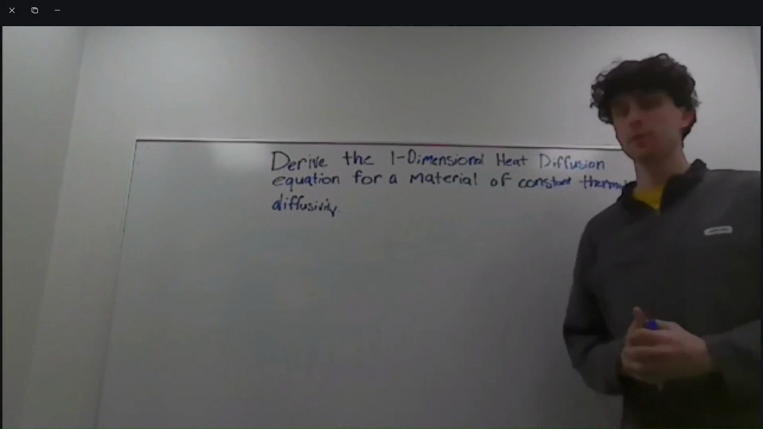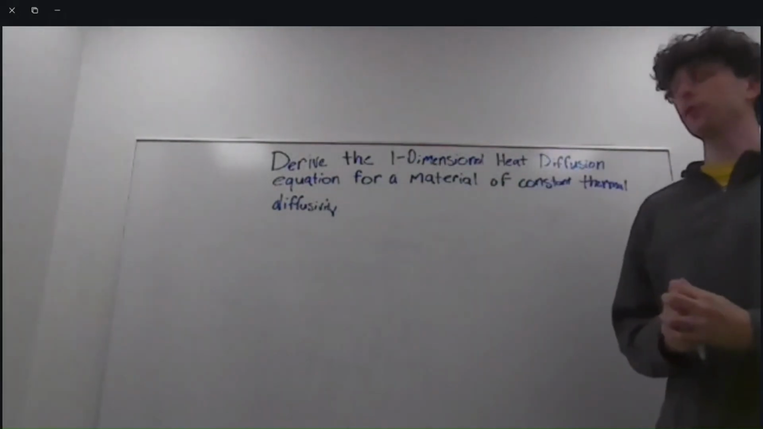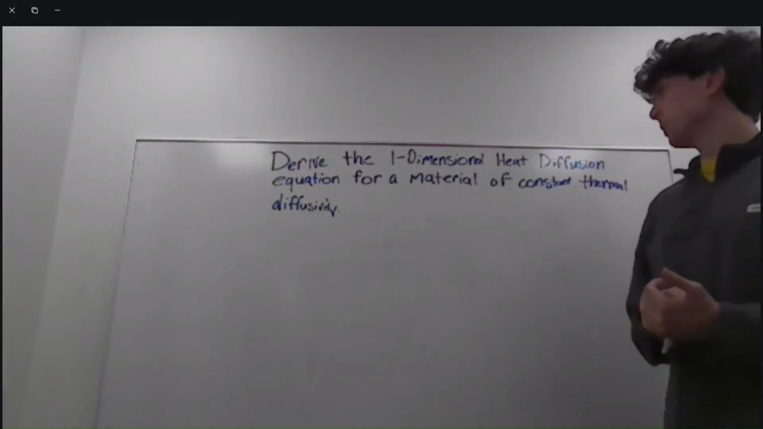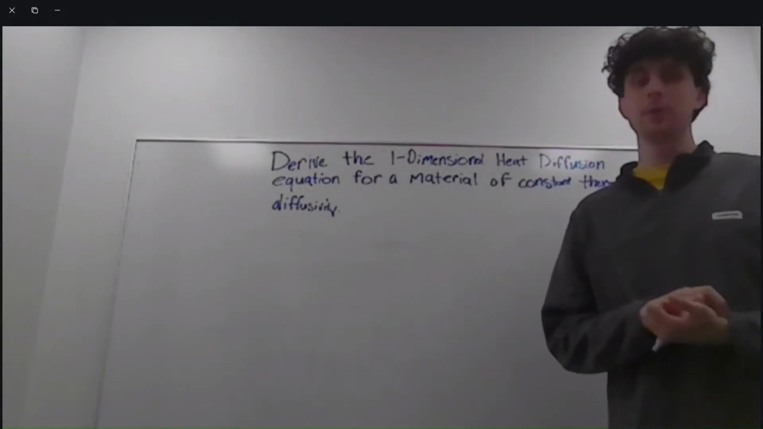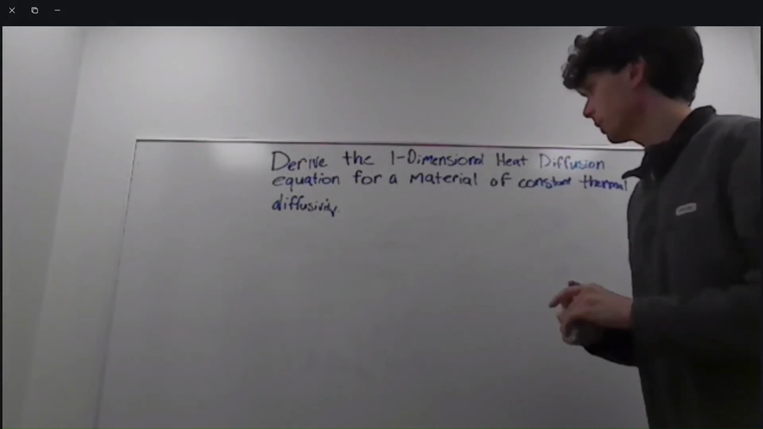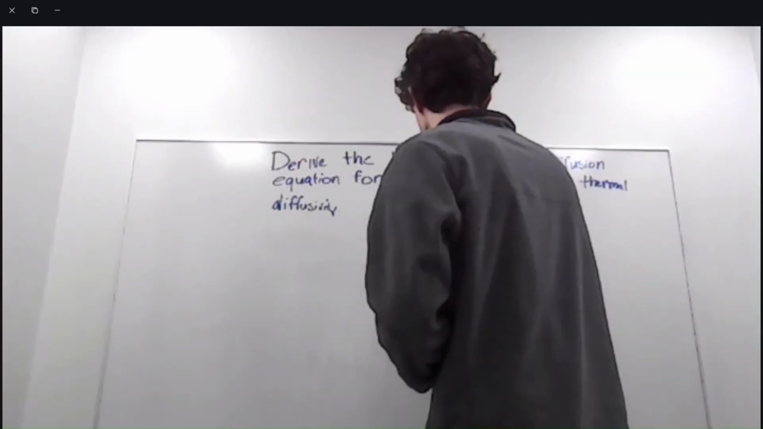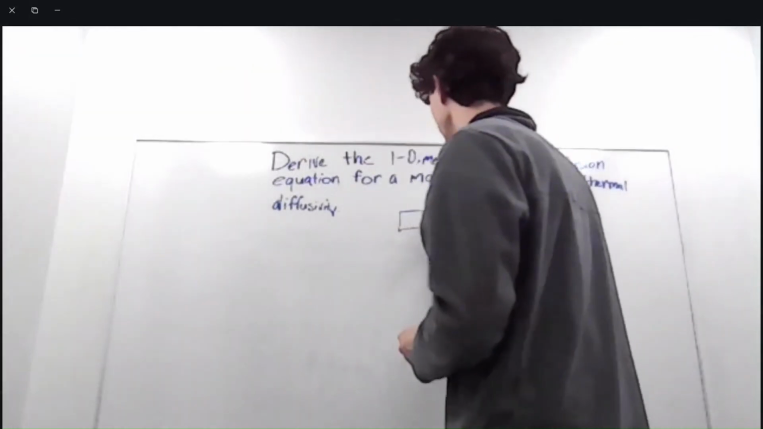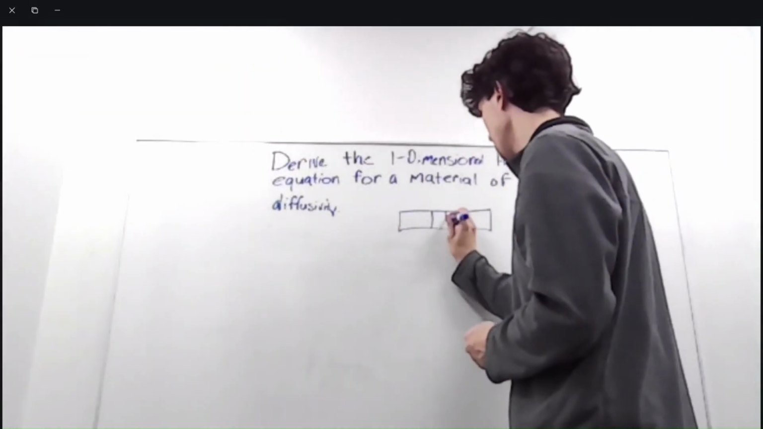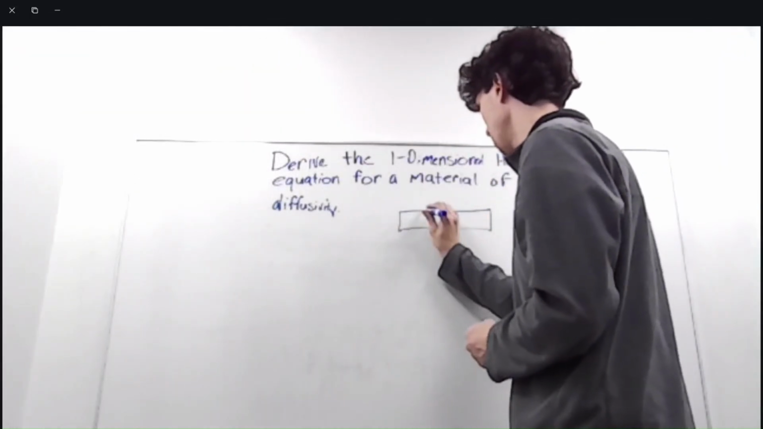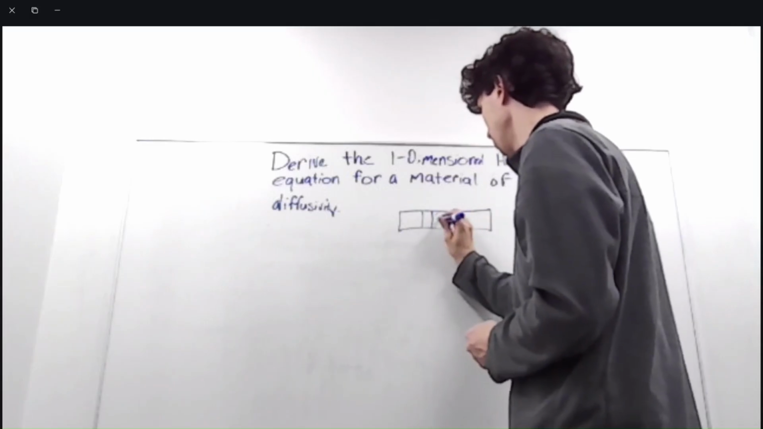Hello everybody. So today we're going to derive the one-dimensional heat diffusion equation for a material of constant thermal diffusivity. To start with this problem, we're going to establish that there's a bar here that we're solving for. Additionally, we're going to divide this up into little segments, and we're going to specifically focus on this shaded region.